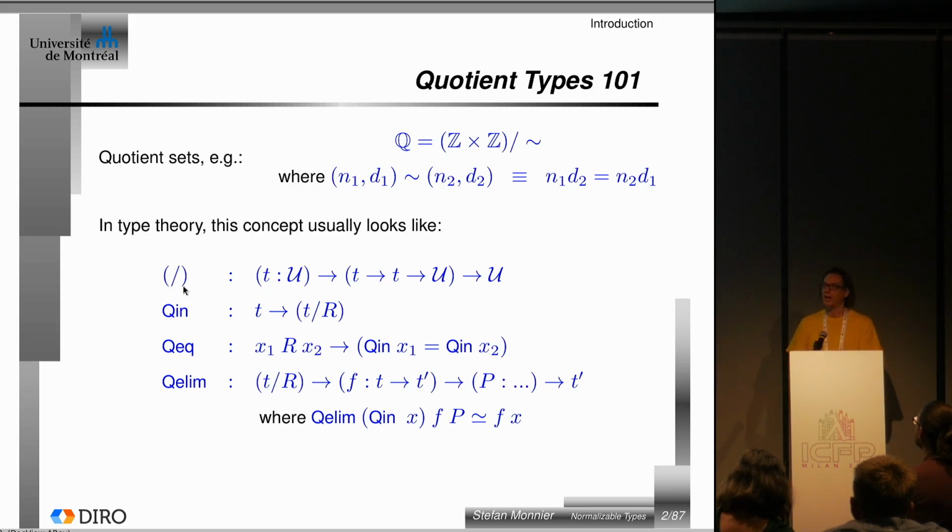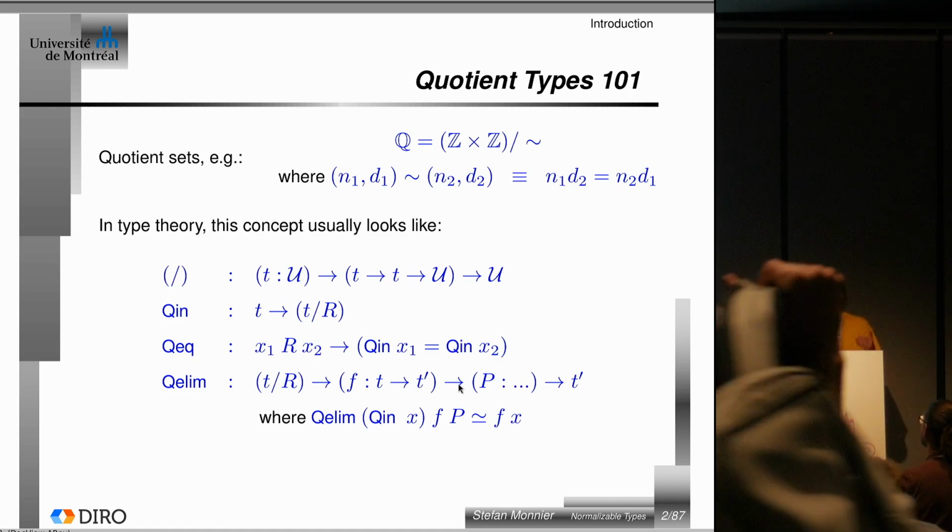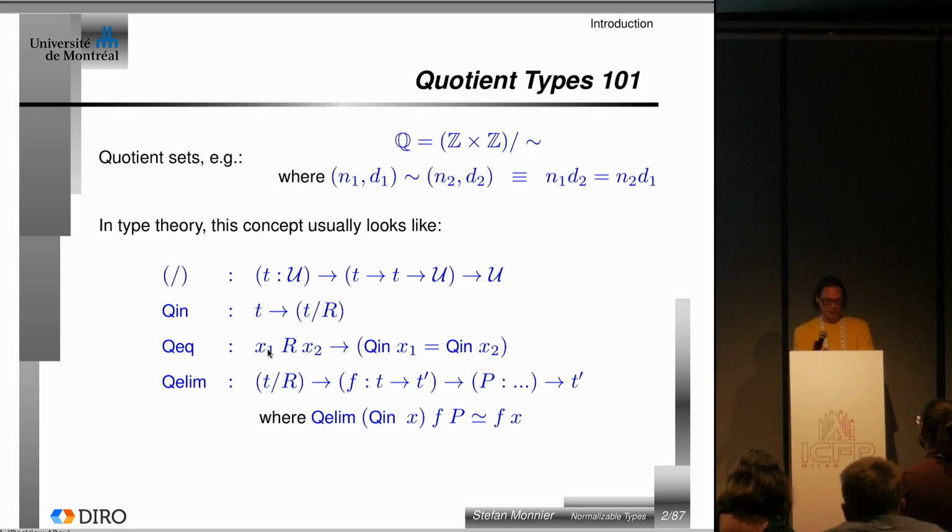You have the slash type constructor, which takes a base type t, and then some binary relation on t that defines the equivalence relation on your quotient. And then you have a qin, which injects a value from the base type t into your quotient. Then you have your qeq, which is the interesting part, it lets you get a proof that two values that are equivalent according to your equivalence are actually equal once they are injected into the quotient. So if your x1 and x2 are related, which means they represent equivalent values, then you get that qin of x1 is equal to qin of x2.